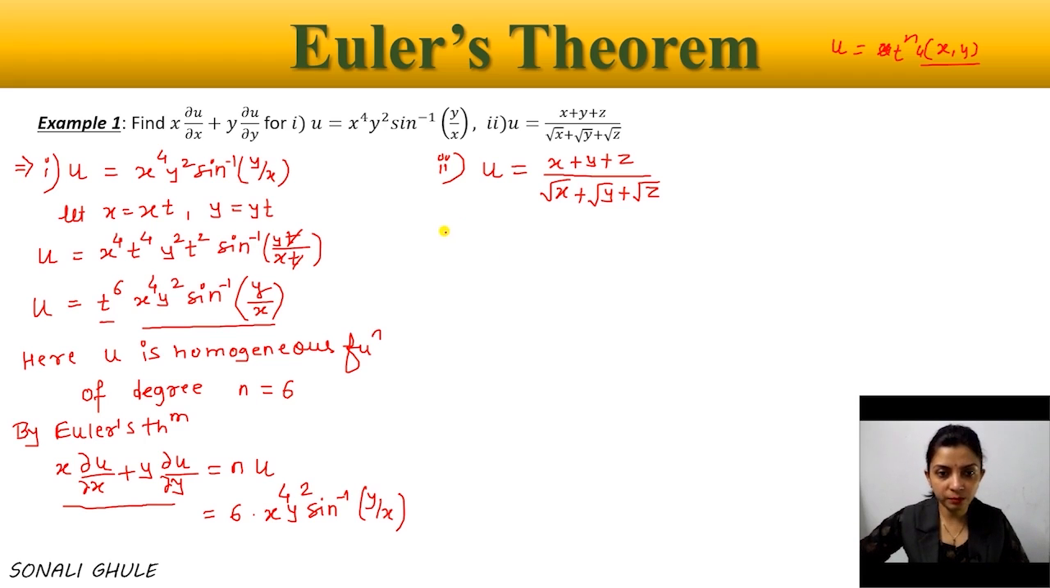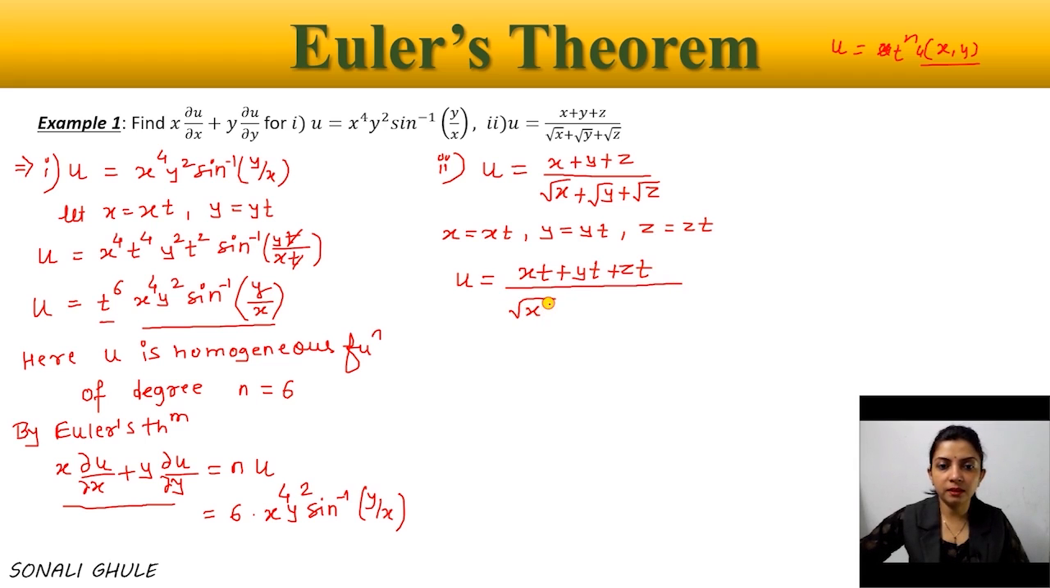Okay. So let's put here x equal to xt, y equal to yt, z equal to zt. So u is equal to then xt plus yt plus zt upon, yes, it is root xt plus root yt plus root zt, right? Now see what I can find here common. In the numerator, t is common. What is remaining? x plus y plus z.